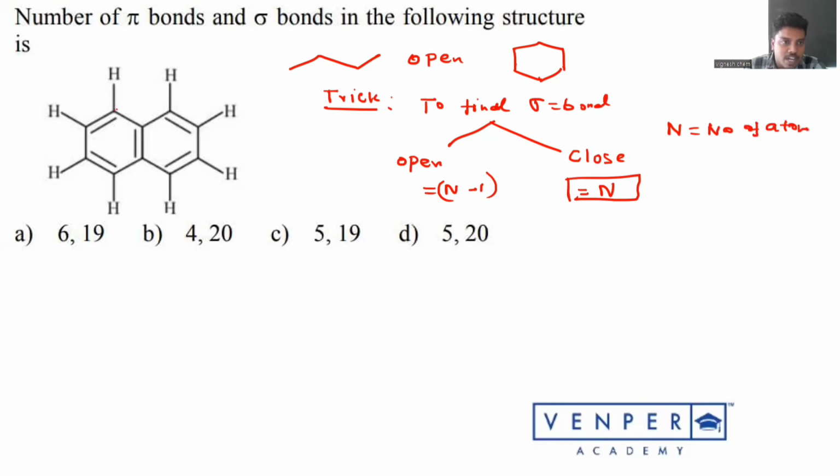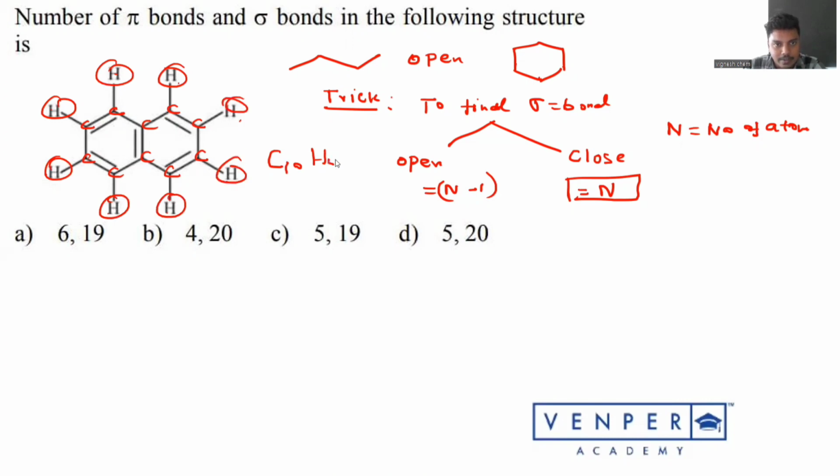Now look at the number of atoms. Carbon: 1, 2, 3, 4, 5, 6, 7, 8, 9, and 10. See, 10? Yes or no? Hydrogen: 1, 2, 3, 4, 5, 6, 7, 8. Yes or no? 8. Okay. See, this value is 8, right? Now apply the formula. Tell me how many sigma bonds there are.